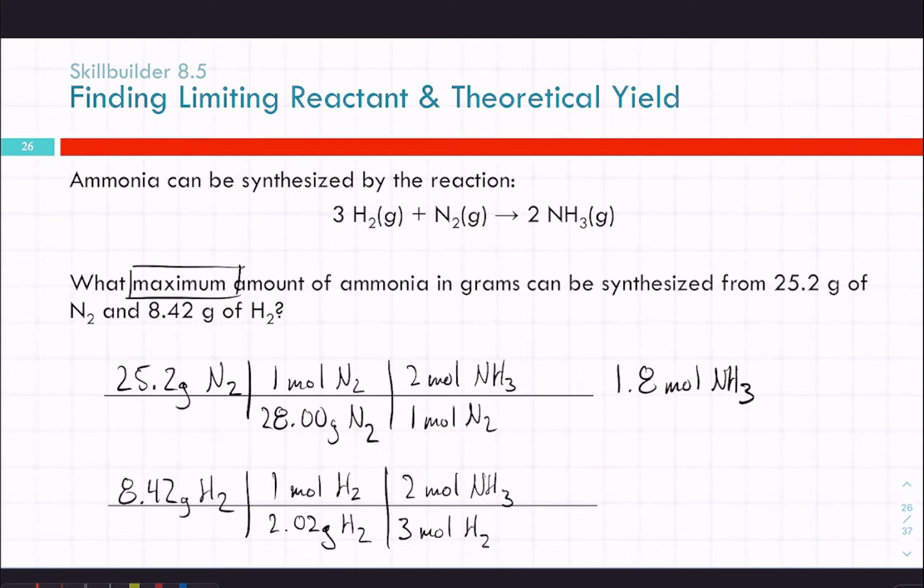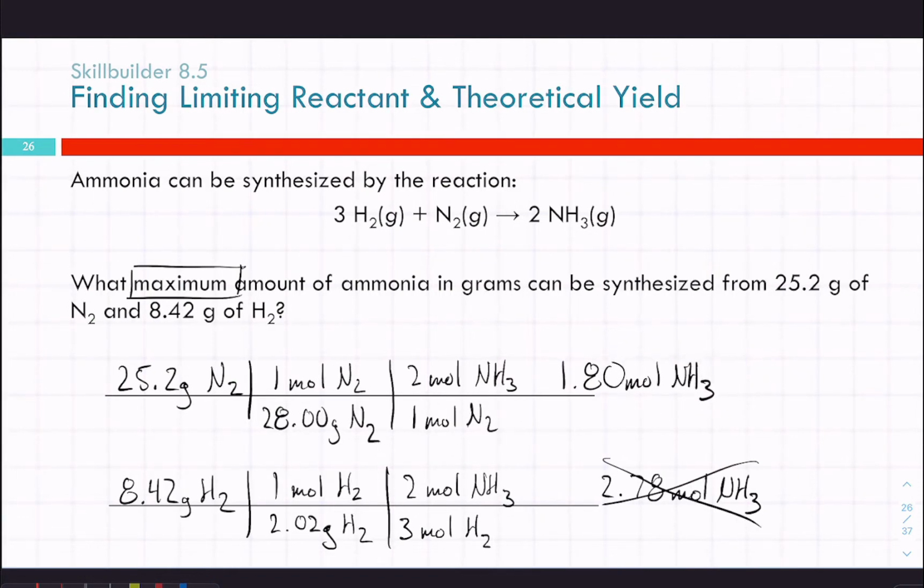So 8.42 times 2 divided by 2.02 divided by 3. We'll get 2.7. I guess this one should have been 1.80. 2.78 moles NH3. So again, what is the maximum amount of ammonia that we can make? 1.8 moles, yes. So we don't need this one. Move this over just a little bit.